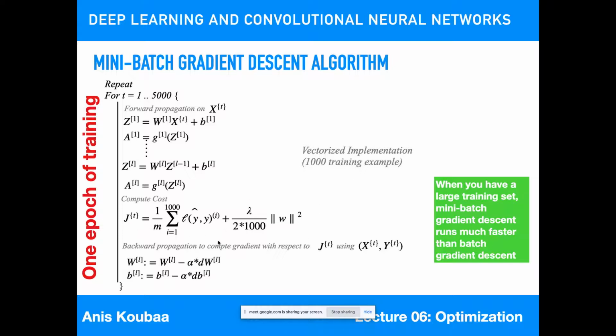We can also apply regularization if we want. And finally, after finding the cost, we calculate the derivatives and make the update: WL is equal to WL minus alpha dWL, and BL, the bias, is equal to BL minus alpha dBL. Of course, dW and dB are the gradients that were calculated in epoch T. In every epoch T, we calculate the gradient with respect to JT, where JT is the cost over here.